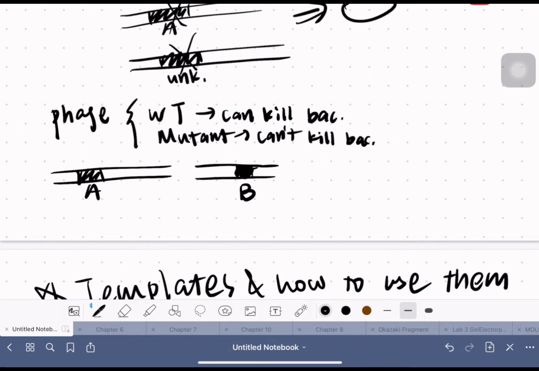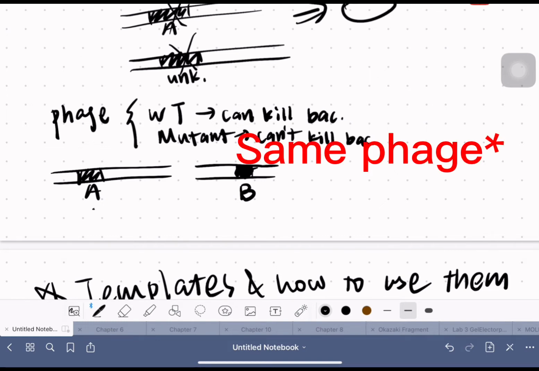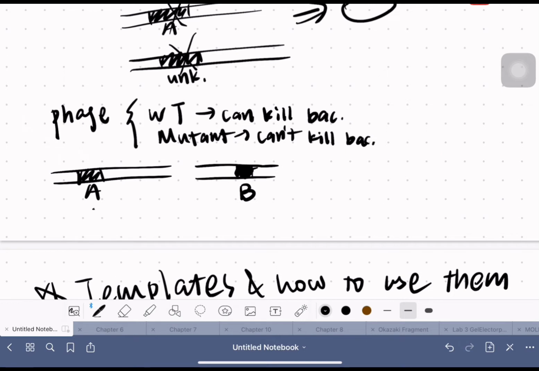Another thing is that for these two mutations, it doesn't matter where exactly they are in the genome, as long as they're in the same organism. They can be on two completely different chromosomes, they can be very close together, or they could be on the same string of genes. It doesn't matter.